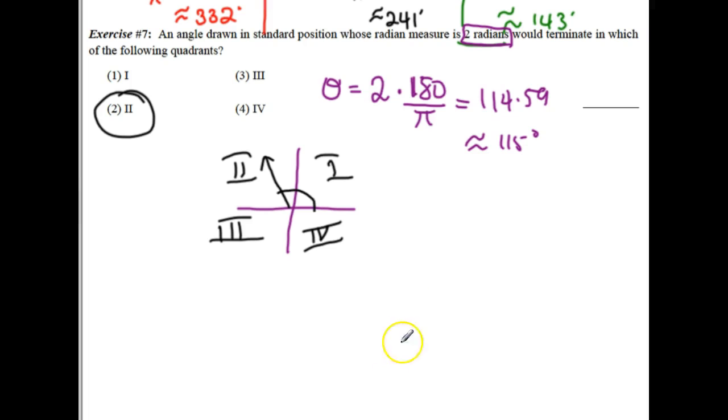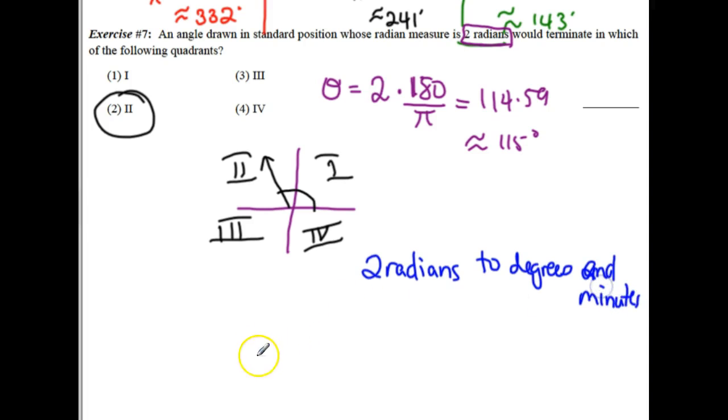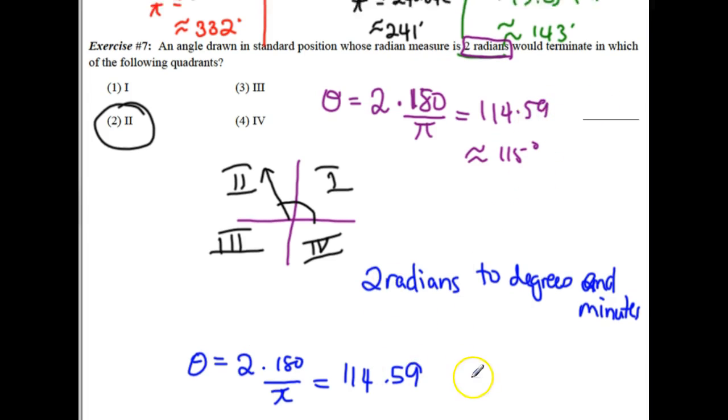One thing I want to point out is that on the regents, they may ask you, on a side note, to convert 2 radians to degrees and minutes. So just like what we did, theta is equal to 2 times 180 over pi is equal to 114.59. I'm only taking the 2 digits. So now, how do you take this 59 and convert it into minutes? You can do all 3 numbers if you want. That's perfectly fine.